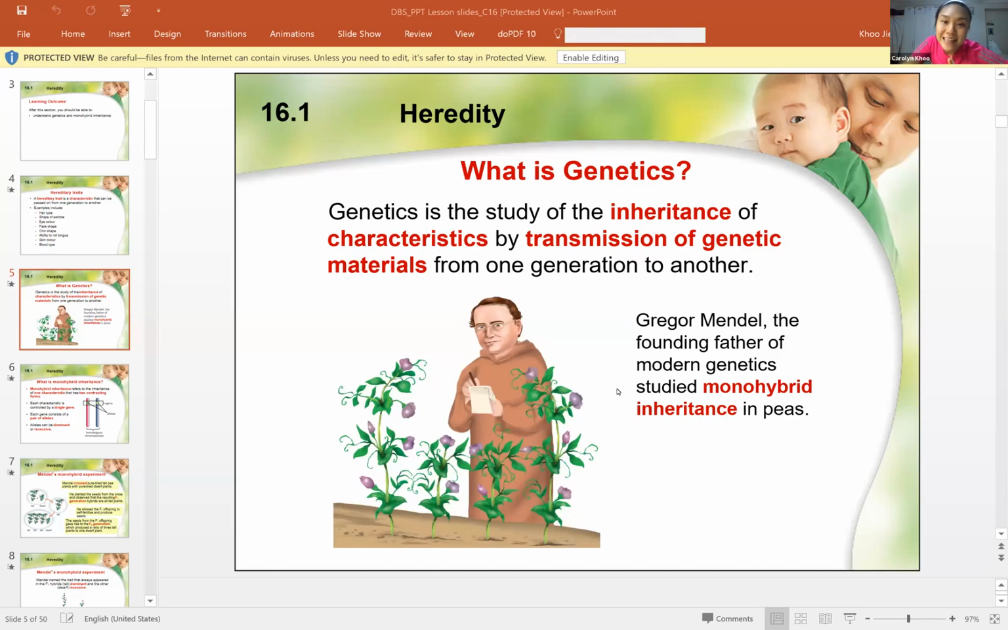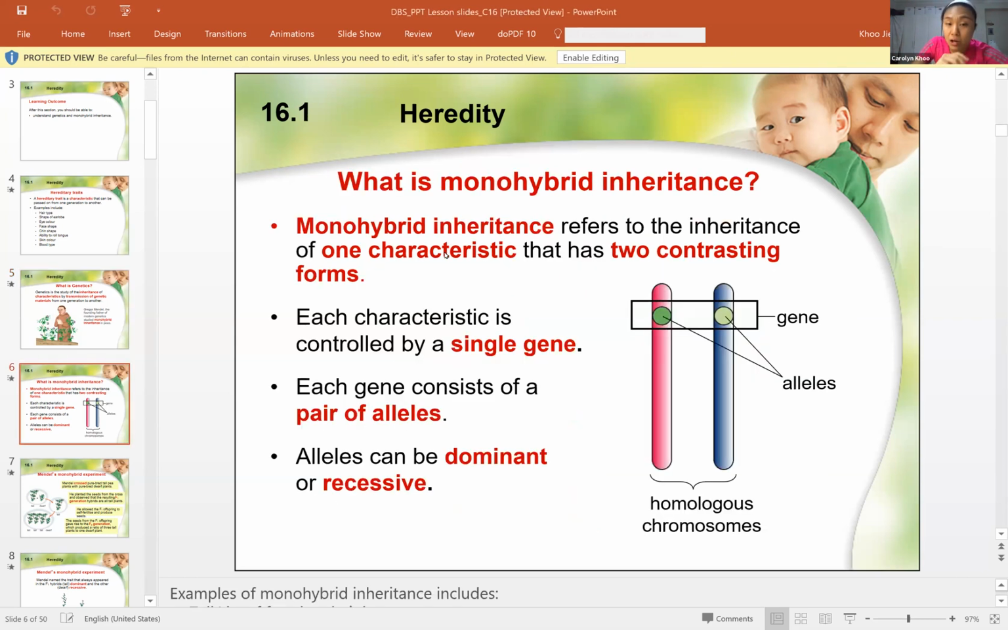Okay, so heredity. Genetics is the study of inheritance of certain characteristics due to the passing down of genetic material. At O levels, we're looking at monohybrid inheritance, meaning that a characteristic is only controlled by one gene. Let's say I have the gene for eye color. Maybe I have different kinds of the gene. I have the allele for blue color, allele for brown color. So different forms of genes are called alleles.